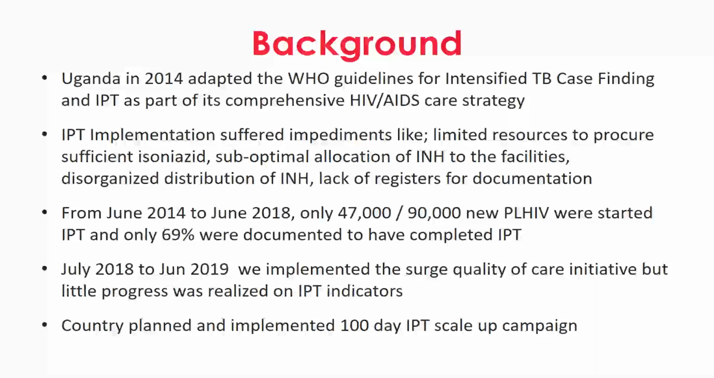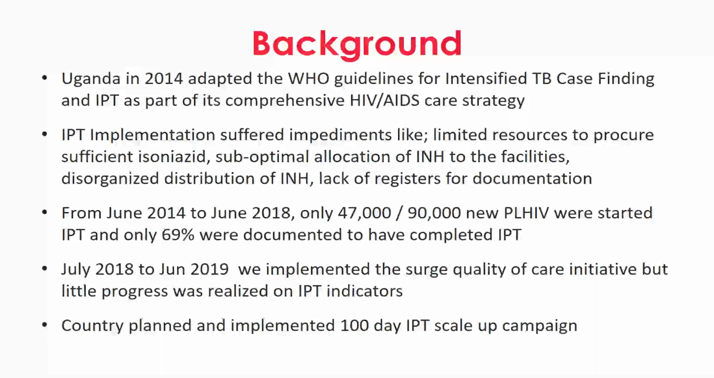So this in the end affected the early implementation of INH, and we realized that from June 2014 to about June 2018, only 40,000 PLHIVs had been started on INH, and out of these, 69% were documented to have completed. So as a way of trying to improve our program implementation of IPT, in July 2018, we started what we called the Surge Quality of Care Initiative to try and focus on all those indicators that were performing poorly, including the IPT coverage. But even with this effort, little progress was realized on IPT indicators.